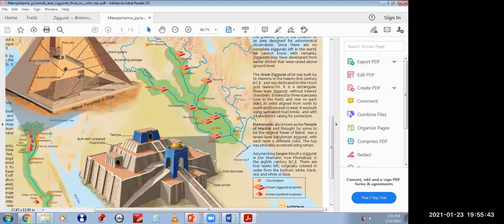Again, the pyramid has a square base. A ziggurat has a rectangular shape or circular shape. The material used for the pyramid is limestone. For the ziggurat, it is sun-baked mud bricks. The ziggurat is used as a temple, whereas the pyramid is used as a tomb. So these are the three major differences between these two buildings.